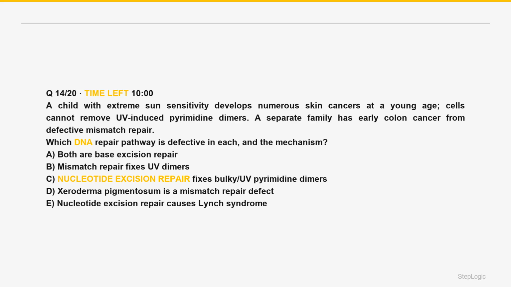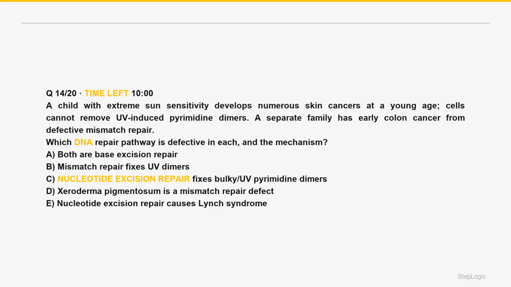Which DNA repair pathway is defective in each, and the mechanism? A child with extreme sun sensitivity develops numerous skin cancers at a young age. Cells cannot remove UV-induced pyrimidine dimers. A separate family has early colon cancer from defective mismatch repair. Read the command: which repair pathway in each?